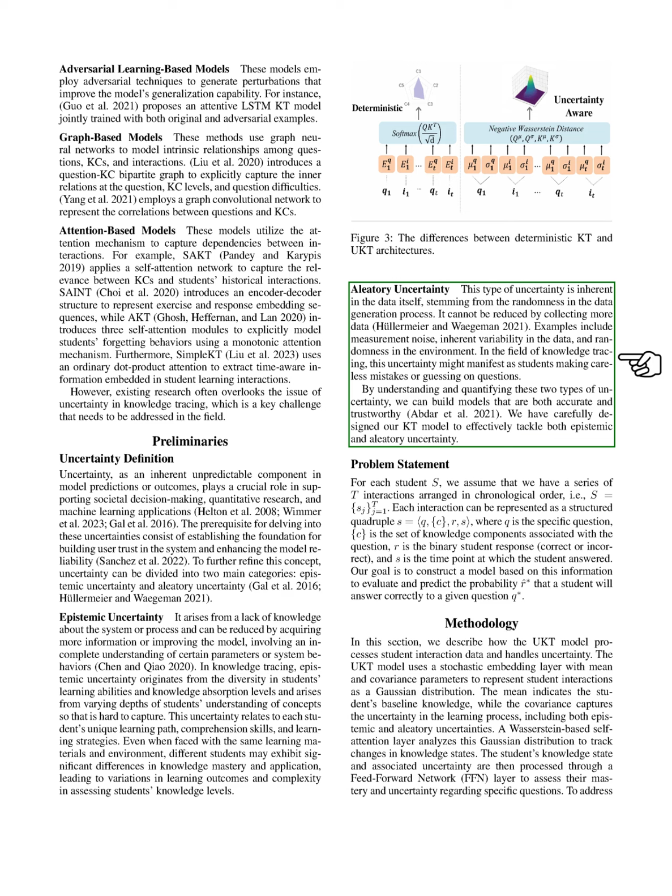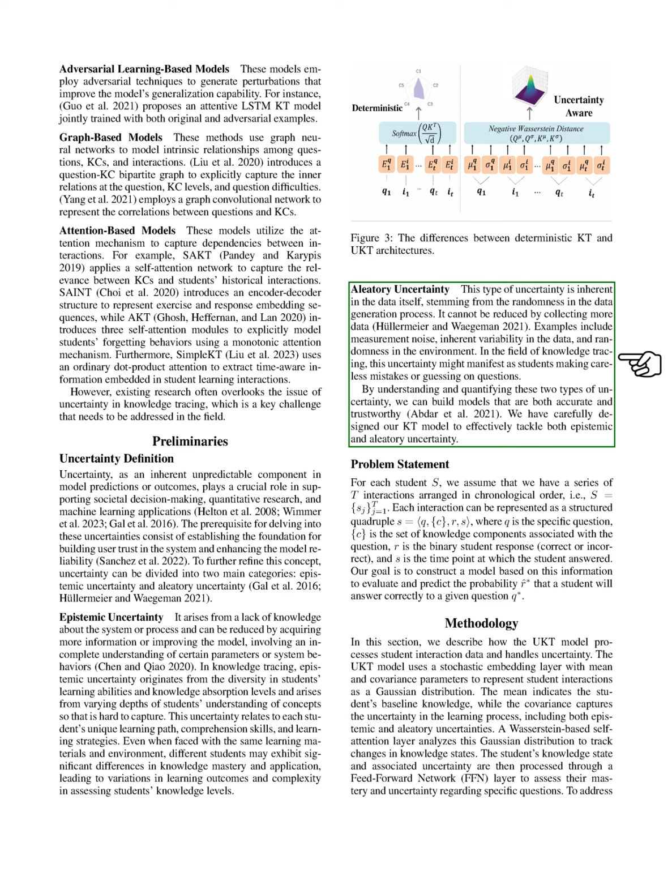In our problem statement, we assume each student has a series of interactions over time. Each interaction is represented as a structured quadruple, including the question, associated knowledge components, the student's response, and the time of the response. Our goal is to build a model that predicts the probability of a student answering a specific question correctly. In our methodology, we describe how the UKT model processes student interaction data and manages uncertainty.